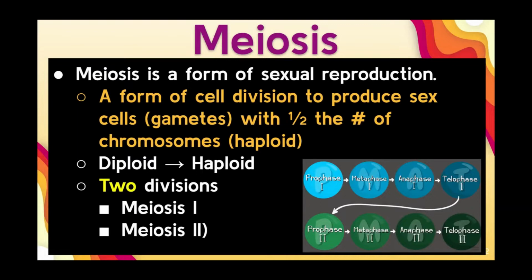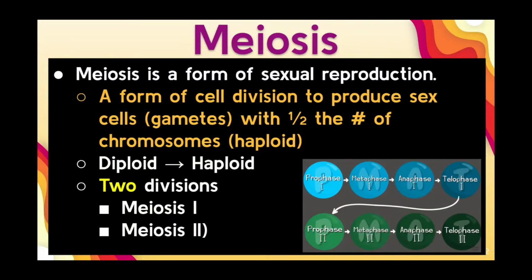Now, meiosis is a form of sexual reproduction. Any organism that is able to do sexual reproduction does this process with their cells, and this process specifically takes place in whatever reproductive organs they have in their bodies. And meiosis is, and you're going to write this down, a form of cell division to produce sex cells, also known as gametes. And these cells have half the number of chromosomes. They're also known as haploid. We'll talk about those terms towards the tail end of our notes.